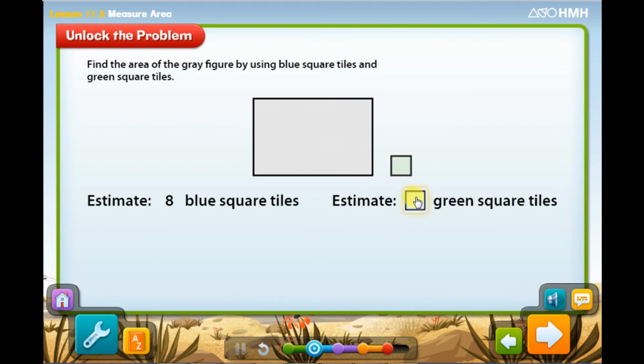Make any guess. It looks like it will take about 5 rows of green tiles to cover the figure, with 6 tiles in each row. So 30 green tiles is a good estimate.